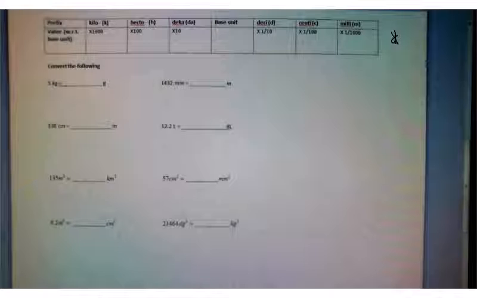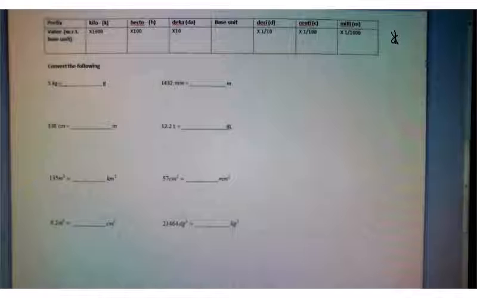So we're going to talk about first converting within the metric system. Because the metric system is streamlined and based on our base 10 number system, converting is pretty easy. So let me show you how it goes, and then we'll take a look at why it works.